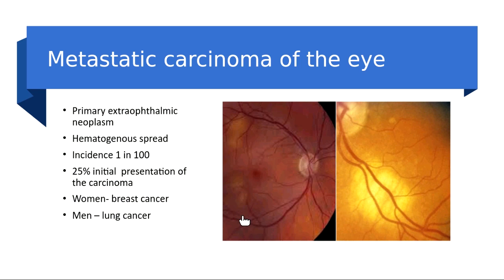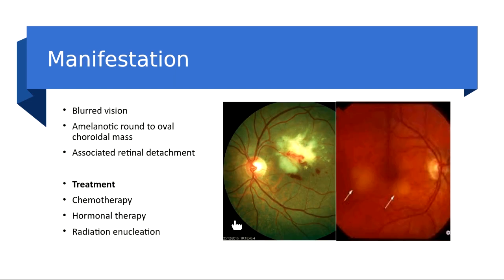So oftentimes it's hematogenous. The incidence is 1 in 100 and 25%. So that's quite a bit. 25% is the initial presentation of the carcinoma. Most commonly, it's breast cancer in women, lung cancer in men. So most times they come to you because they're having blurred vision.